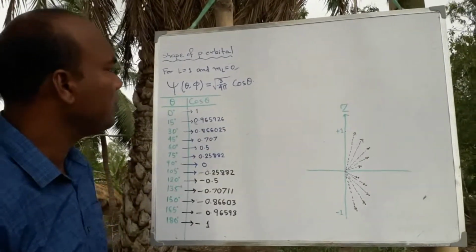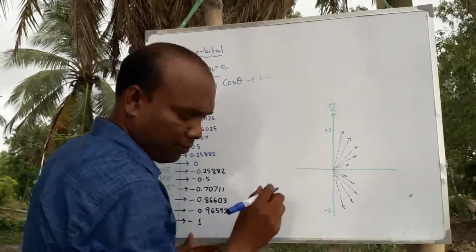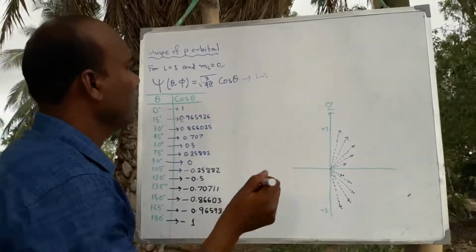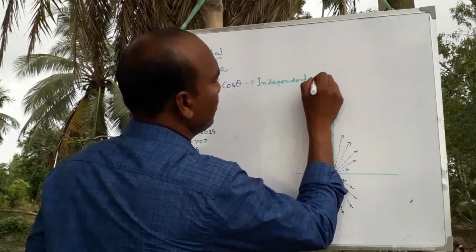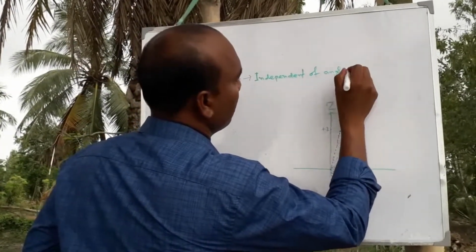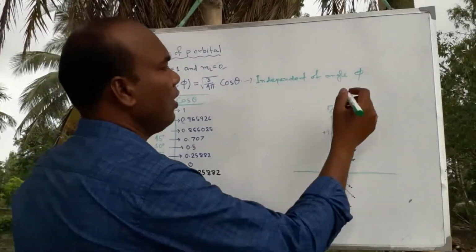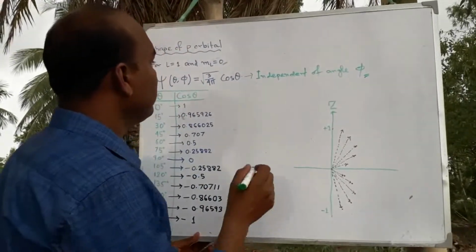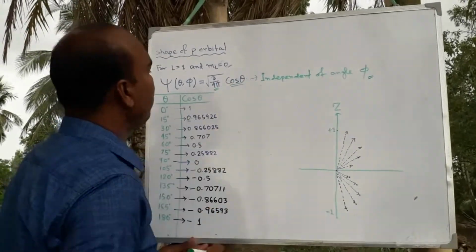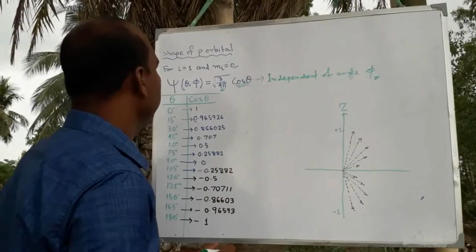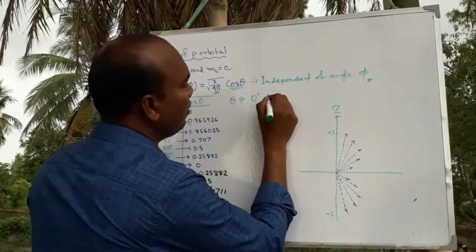You see, this part is independent, that is, this part does not depend on angle phi. It is only the function of cos theta. It has some constant term. Basically, this is the function of cos theta. You see here that theta has the value between 0 degree to 180 degree.